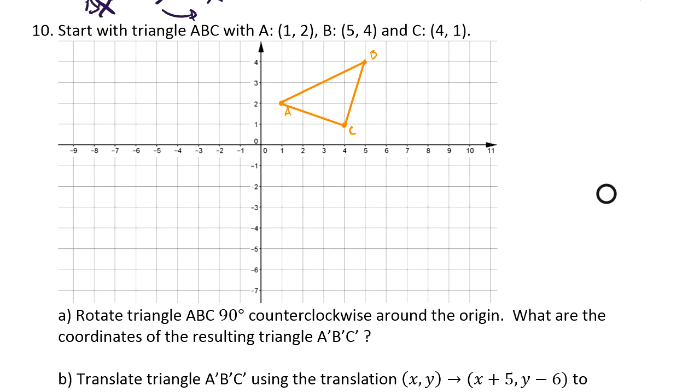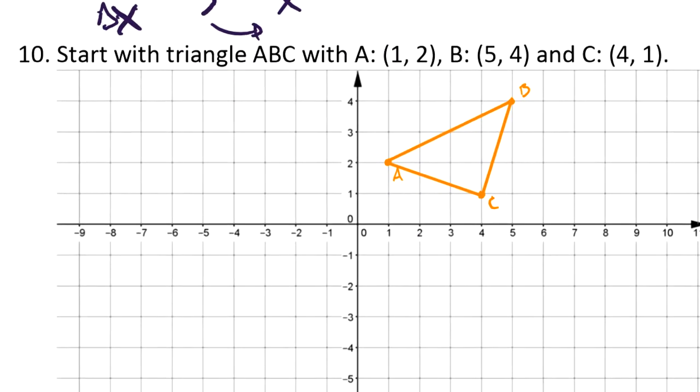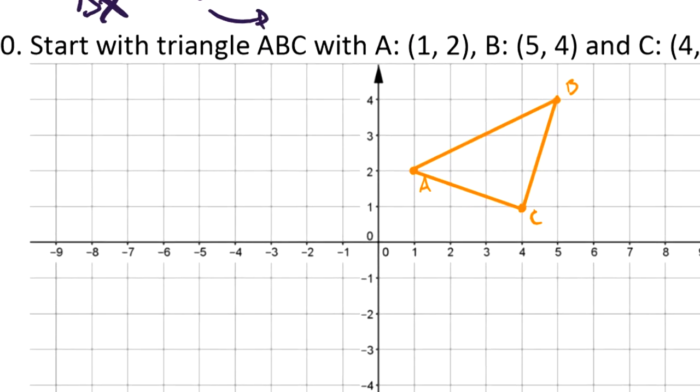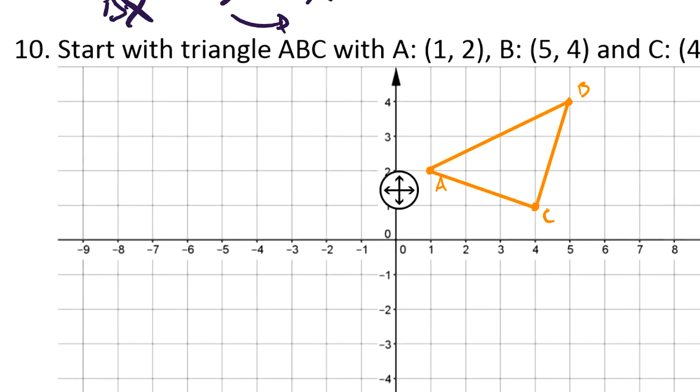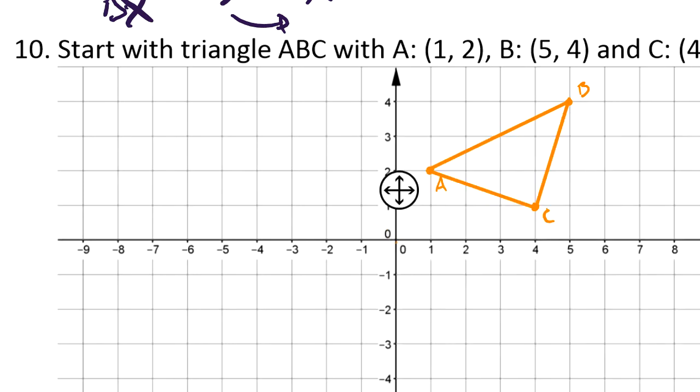And then it says what are the coordinates of the resulting triangle A prime, B prime, C prime. So it's going to move, and we're going to rotate this whole thing 90 degrees about the origin. So this is the center of my rotation, and it is going to go counterclockwise, so the whole thing's going to be going this direction, and it's going to rotate through 90 degrees.